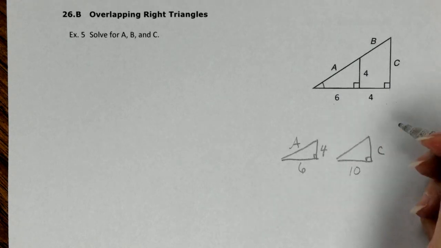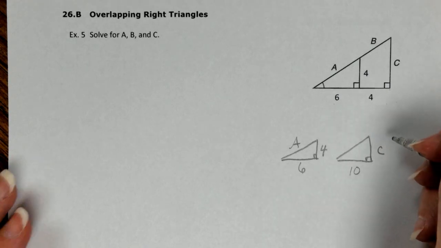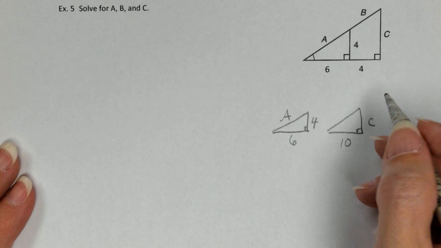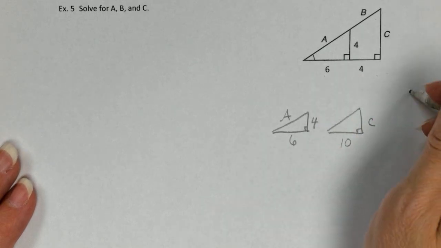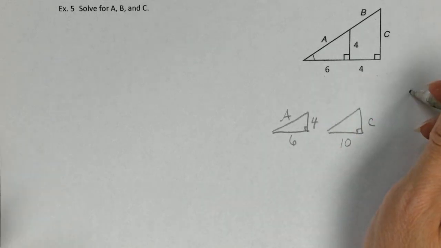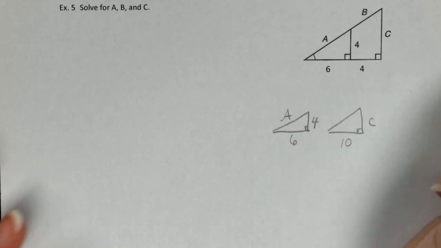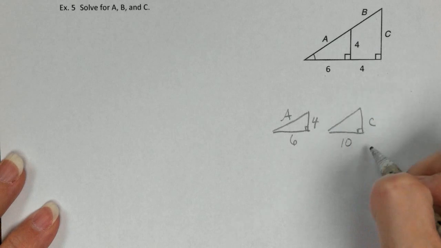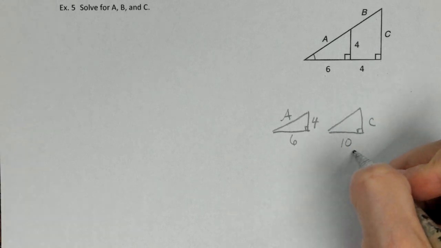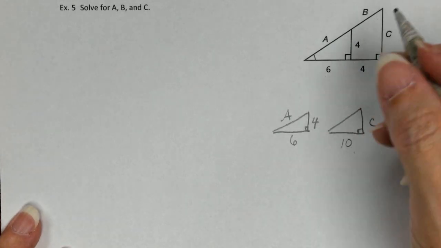This is why I recommend redrawing them and labeling. When people get in a hurry, they'll frequently say the bottom side of the big triangle is 4, even though it's definitely larger than that. Oh, this one's 6, the other one's 4. No, it's the whole bottom. Good to redraw them and label things. The hypotenuse is A plus B.